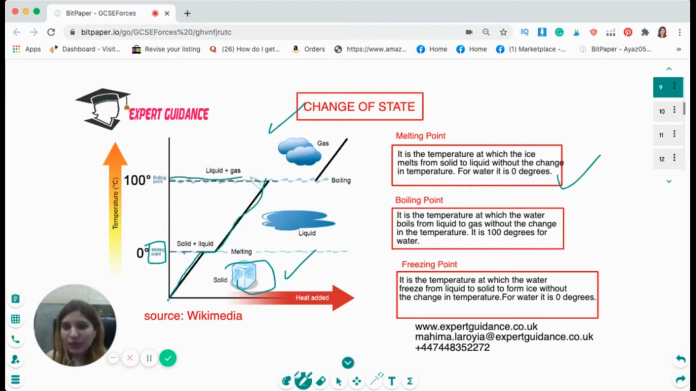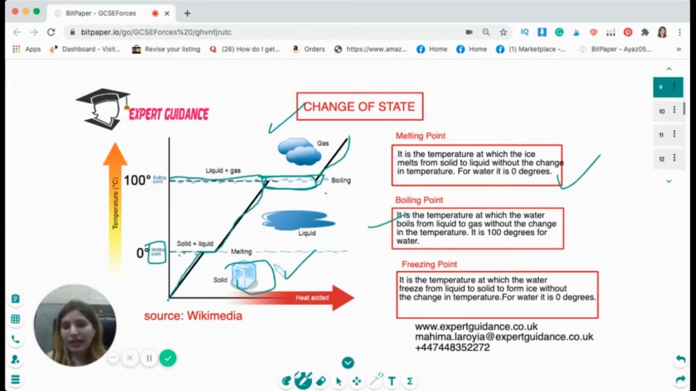And as the temperature touches 100 degrees, which is the boiling point, the liquid starts to boil. And at 100 degrees, it will remain at 100 degrees until all the liquid is boiled. So boiling point is the temperature at which the water changes from liquid to a gas without the change in temperature. Remember, in the melting point and the boiling point, the temperature remains constant until all the material is melted or heated. And after boiling, the temperature keeps on increasing until we reach the gas state.